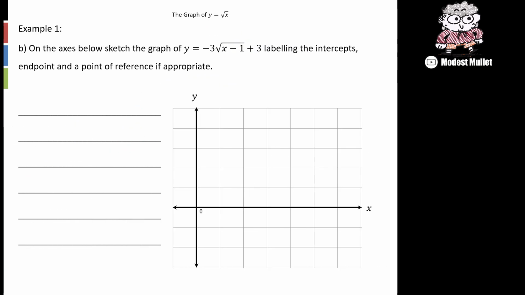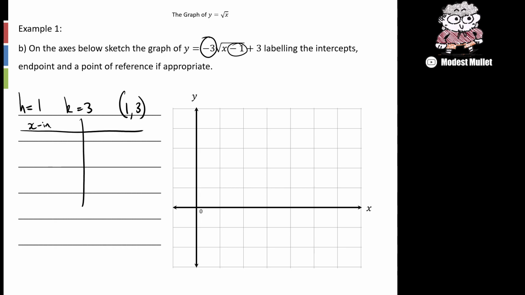Let's have a look now at a negative version. We've got negative 3 square root of (x minus 1) plus 3. Same thing, let's identify our h and k values. Our h straight off, we're seeing negative 1, we've got to switch the sign of that, so h is 1. In this case, k is equal to 3, so we have an endpoint of (1, 3). Now I'm going to be careful because I learnt from the last one, so let's not plot this straight away. Let's go about finding some intercepts, an x-intercept and y-intercept.